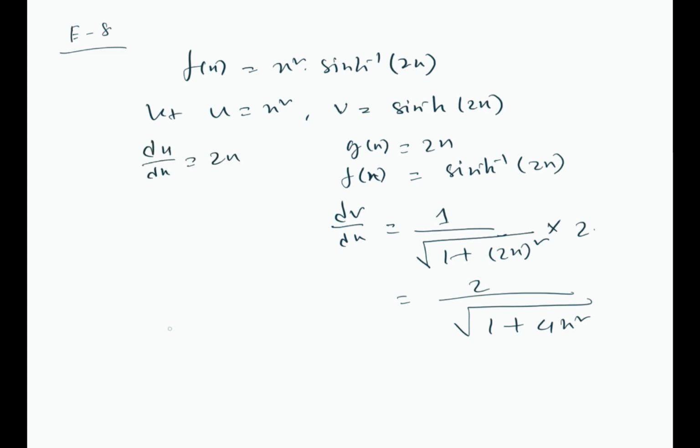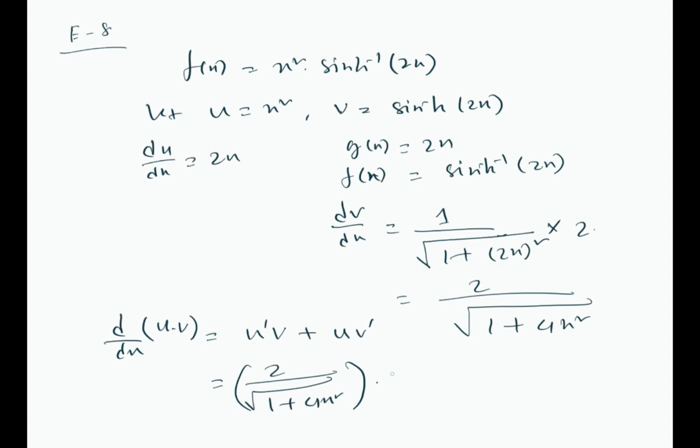So now, according to the product rule, I can write d/dx of, let's say, uv, it would be u prime v plus u v prime, right? So what is u prime? Our u prime is 2x. Then we have our v, which is inverse hyperbolic sine of 2x, right? Then we have our u, which is x squared, and then our v prime. So what is v prime?